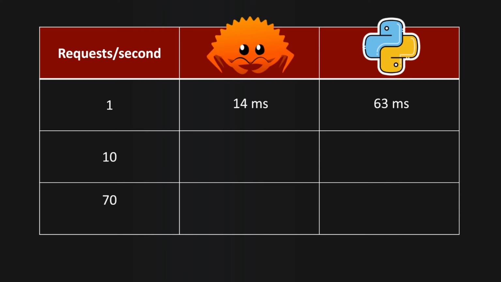But as I increased the number of concurrent requests to 10, Python's response time shot up 10 times, reaching more than 600 milliseconds, which is too slow for production. However, Rust's response time with 10 concurrent requests was only a bit slower, still under 20 milliseconds. Scaling up to 70 concurrent requests, Python's response time went over 4 seconds, while Rust stayed under 100 milliseconds. Now that is impressive. So why the big difference?